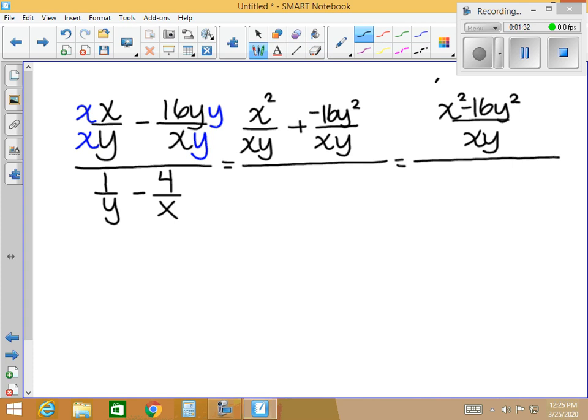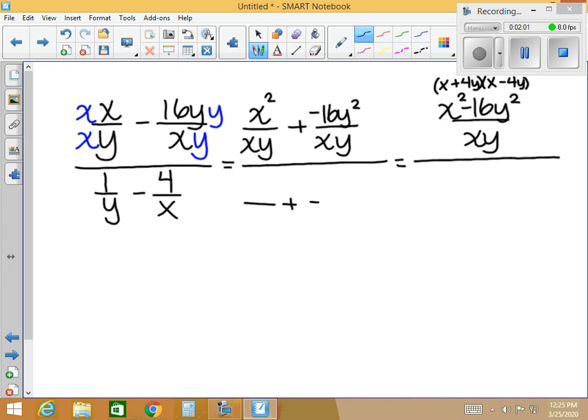Now this does factor. I'm going to see if I can squish that around my record button. We have a difference of two squares. 16y squared is 4y, that quantity squared, and of course x squared is x squared. So I like to factor in this step. If you want to wait till the next one, you honestly could. But again, I like to take that one as far as I can take it before I stop.